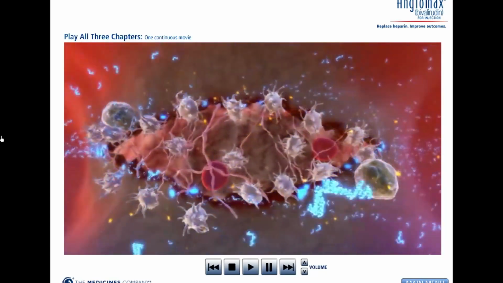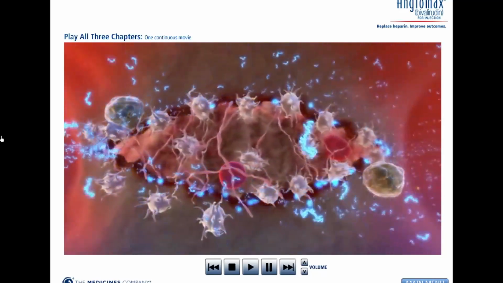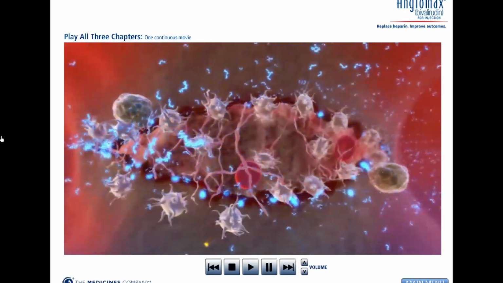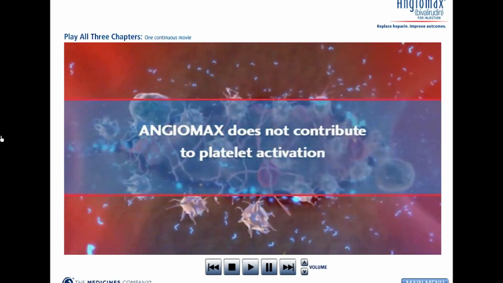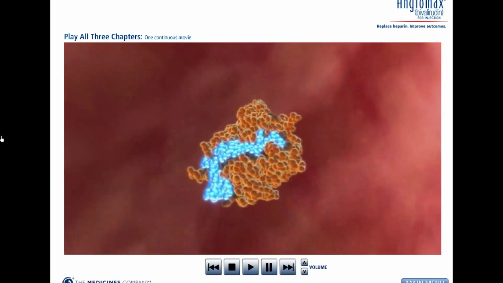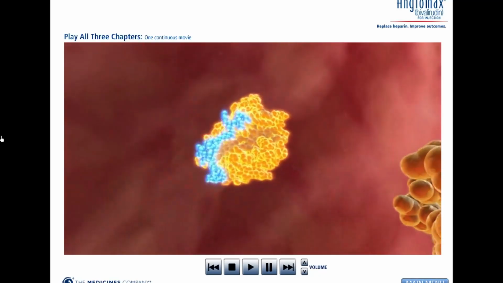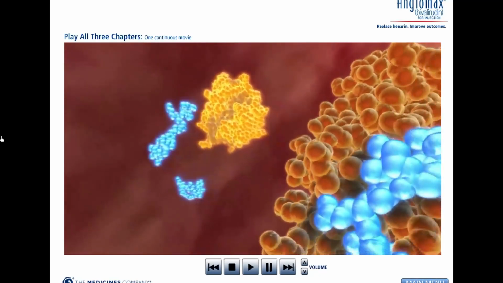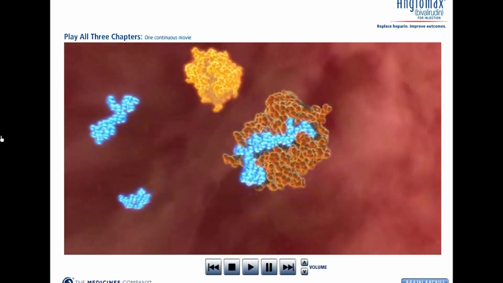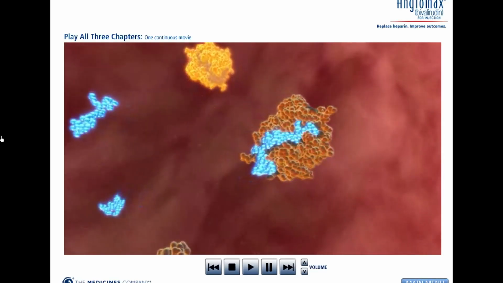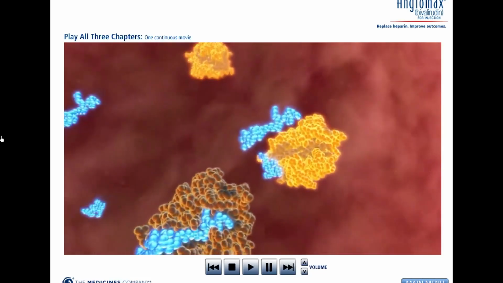This provides an important advantage for preventing thrombosis and inflammation. Unlike heparin, Angiomax does not contribute to platelet activation. Angiomax is cleaved by thrombin, allowing thrombin to become active again. This allows the hemostatic activity of thrombin to quickly recover upon discontinuation of the Angiomax infusion.